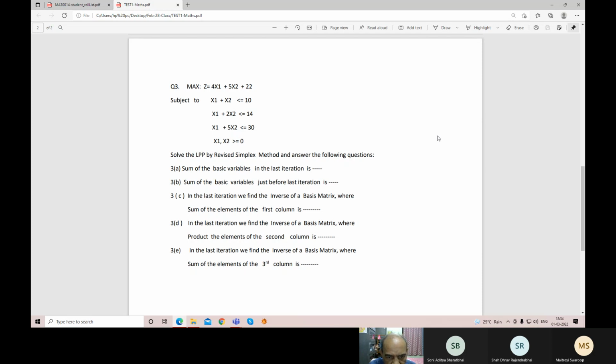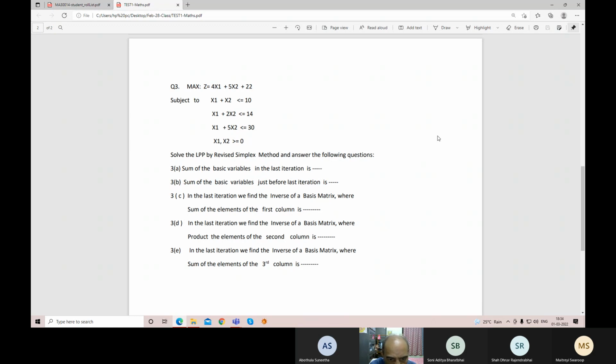In the last iteration, we find the inverse of a basis matrix. We are talking about the inverse of the basis matrix, B inverse, where the sum of the elements of the first column is asked.